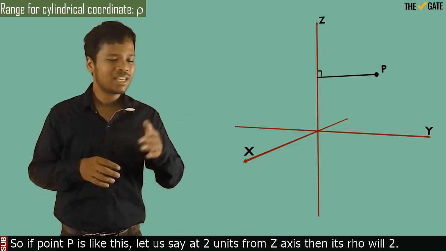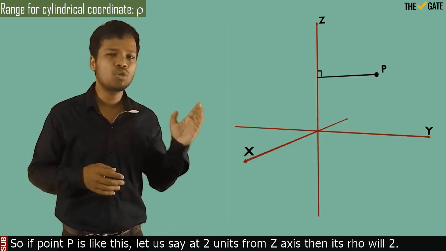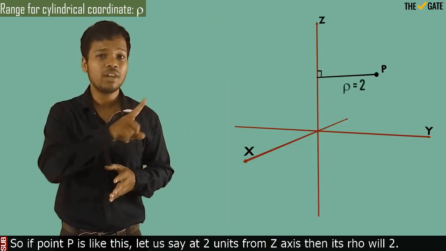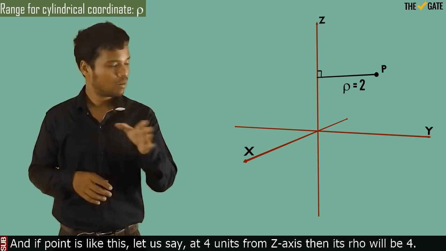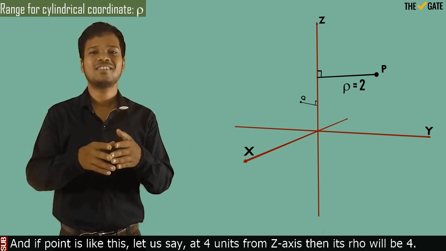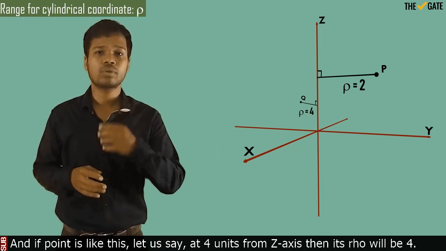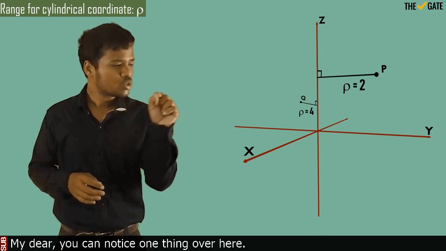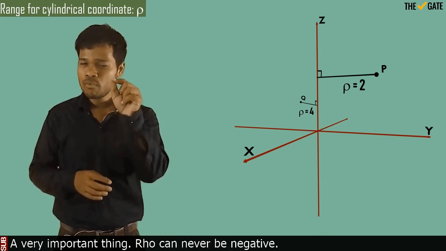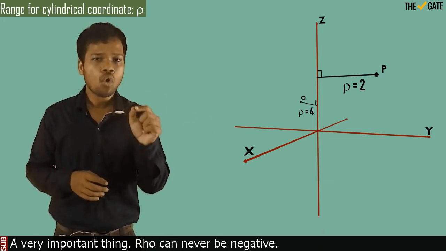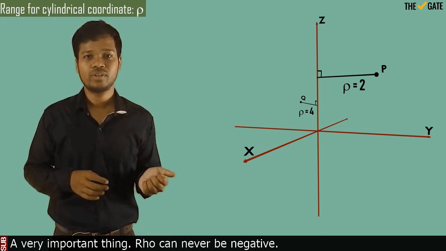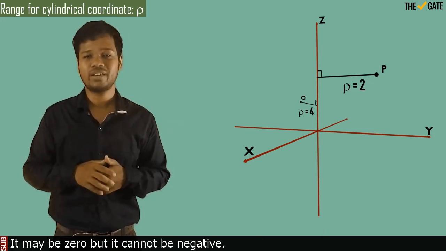So if point P is like this, let us say at a distance of 2 units from the z-axis, then its rho will be 2. And if point P is like this, let us say at 4 units from the z-axis, then its rho will be 4. My dear, you can notice a very important thing over here. Rho can never be negative. It may be 0, but it cannot be negative.